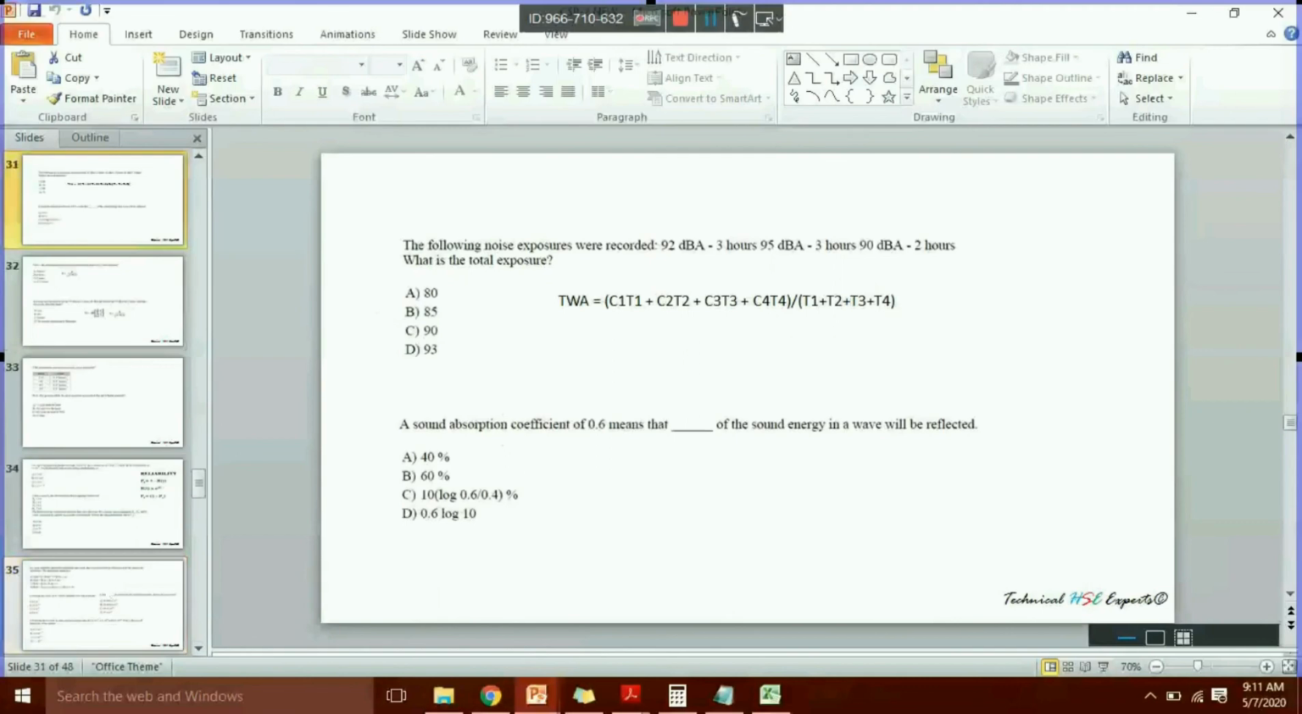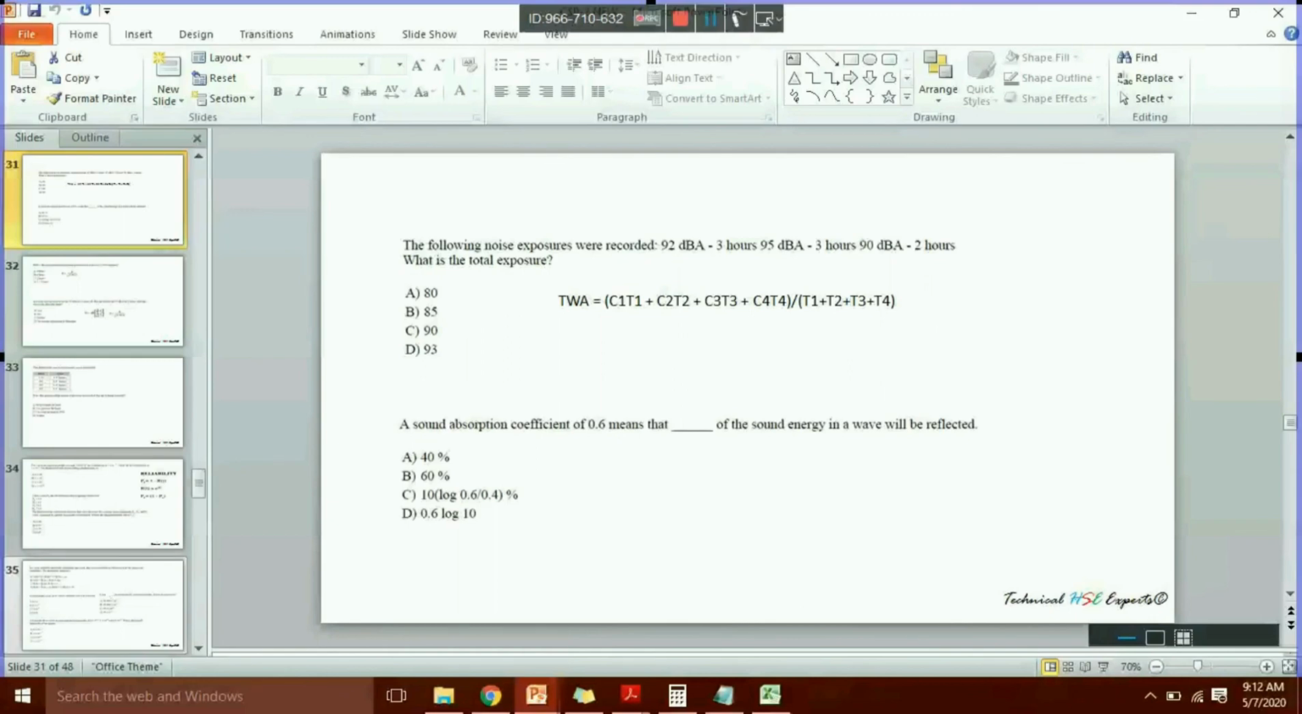See this question. The following noise exposures were recorded: 92 dBA for 3 hours, 95 dBA for 3 hours, and 90 dBA for 2 hours. What is the total exposure? For example, you are a supervisor moving around the plant. All the areas in the plant will not have the same noise level. He is standing in one location where it is 92 dB for 3 hours, in another location for 3 hours where it is 95 dB, and finally he comes to another location to supervise where it is 90 dB. So now we need to identify whether this person is exposed to more or less, and how much.